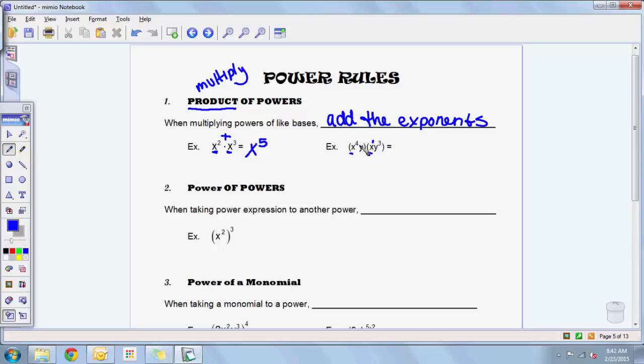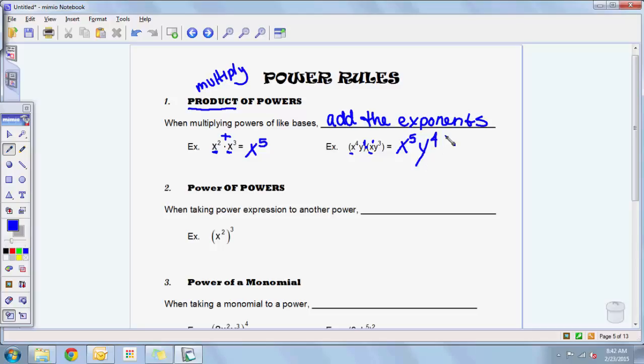So you have x to the fourth times, remember 2 parentheses next to each other mean times, x to the fourth times x to the first. We're going to add those up and get x to the fifth. Okay? We're not done though. We still have the y's. So this y is all by itself, so I have a 1 there. So y to the first power times y to the third power, and that's going to give us y to the fourth power.